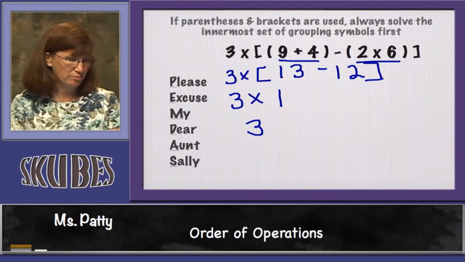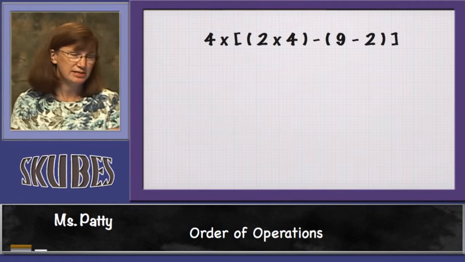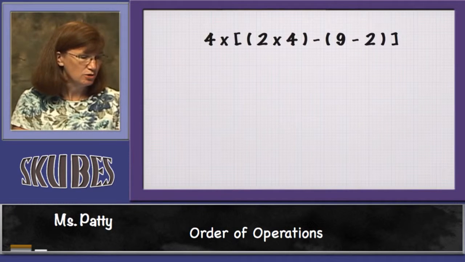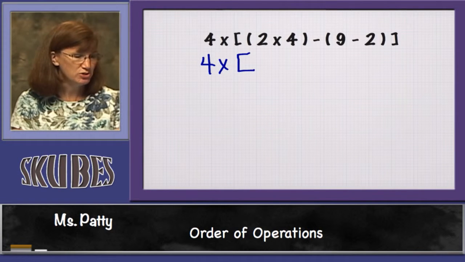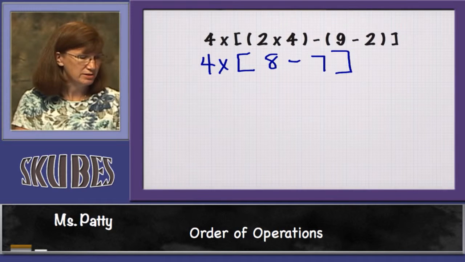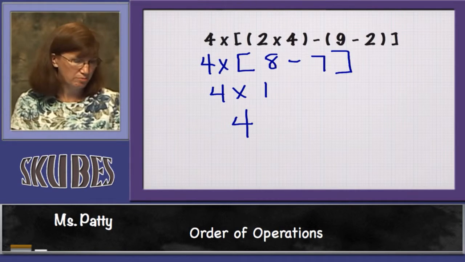Let's move on to another problem. This one also has parentheses and brackets. And again, please excuse my dear Aunt Sally. We must start with our parentheses and brackets. So we start our problem 4 times. I'm going to write the bracket. 2 times 4 is 8 minus 9 minus 2 is 7. Write my bracket. Then we'll solve our 8 minus 7. 4 times 1. And 4 times 1 is 4. And we've solved another problem. It's not as difficult as it might seem.